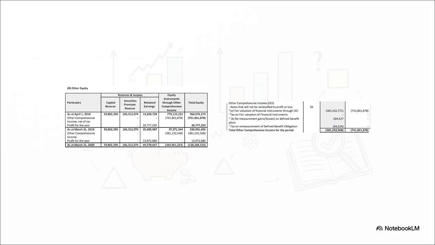Let's connect the dots. When you put the statement of changes in equity right next to the statement of profit and loss, you can see exactly what they did. They actually took the fair value of equity instruments through other comprehensive income, and they adjusted it with the remeasurement gains on defined benefit plans. They just bundled them all together into one single column. And, well, we're about to see exactly why that is a massive red flag.